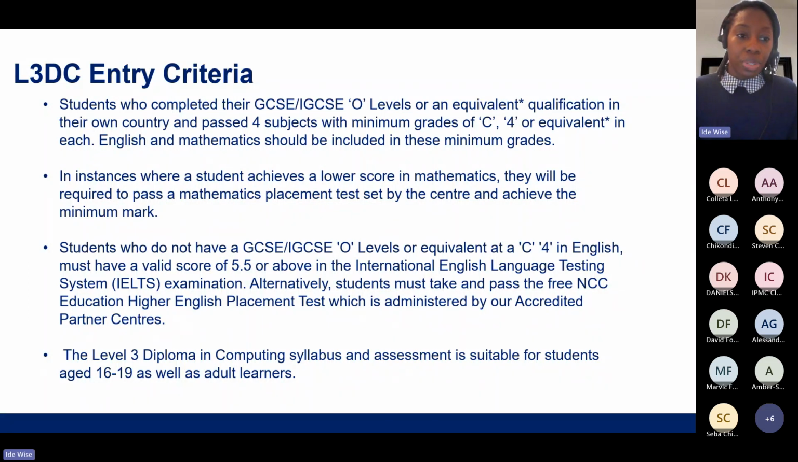Another change that we have introduced is that, actually this isn't a change, this has always been the case, that we have other equivalents to the GCSE English pass, which could be a valid 5.5 certificate in IELTS, or the student might have something that's equivalent to that. They might have done Duolingo or TOEFL or something like that. If it's equivalent to a 5.5, then the student would be able to be entered onto the qualification. Or the final option is that we do have our own in-house placement test, our NCC Higher English Placement Test.